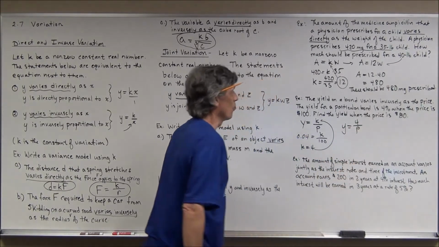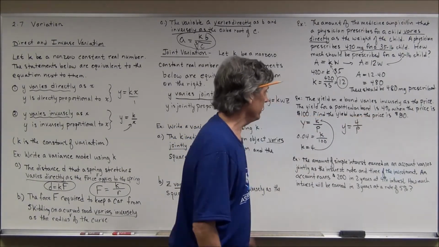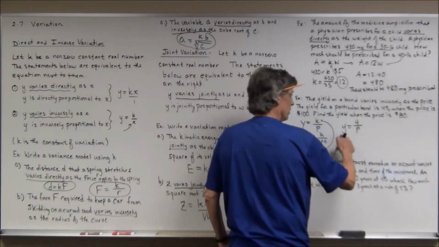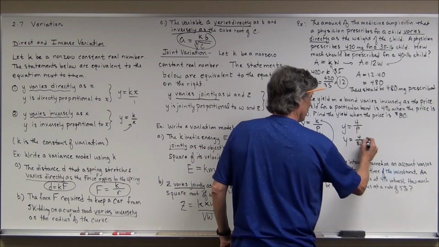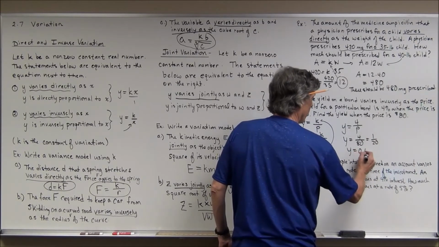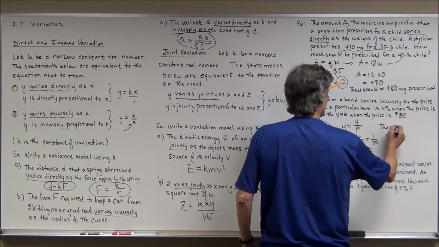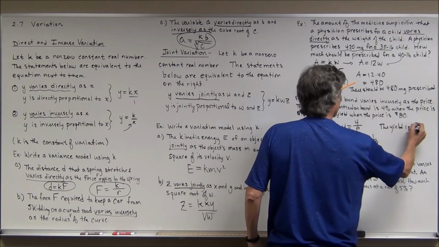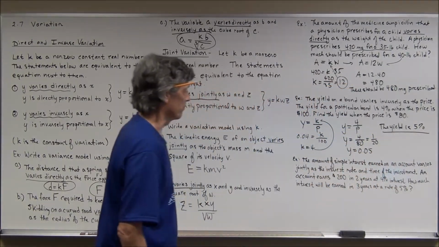I haven't even read the whole problem and I'm halfway home. Find the yield when the price is 80. So Y would be 4 over 80, which would be what? 1/20th? Y is equal to 0.05. So the yield is 5%, writing the decimal as a percent.